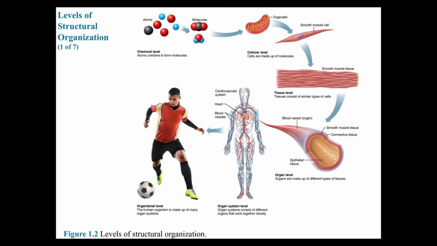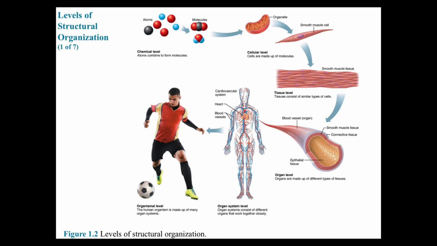An example of levels of structural organization is seen here in figure 1.2. So we start with the minute atoms that will combine together. Atoms like hydrogen, oxygen, and carbon form molecules such as CO2, carbon dioxide, and water. Some of these molecules will combine to form larger molecules called macromolecules. We will talk about those in a few classes.